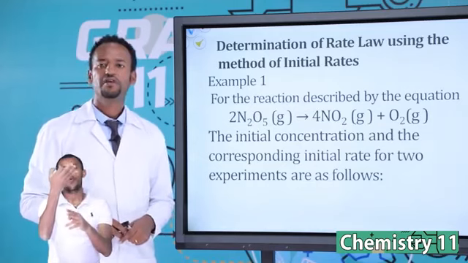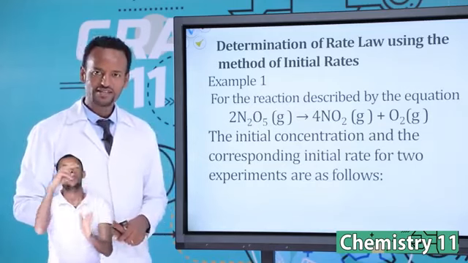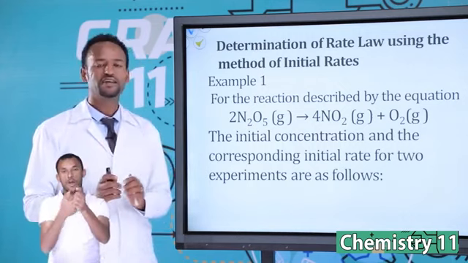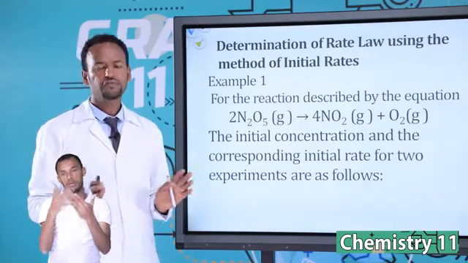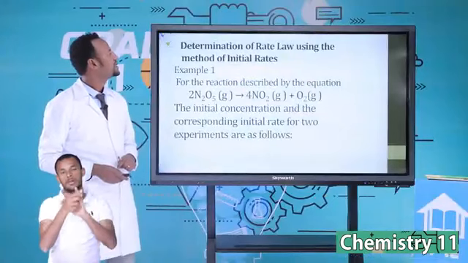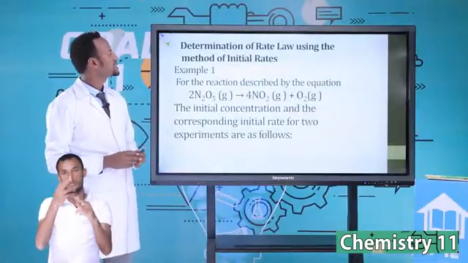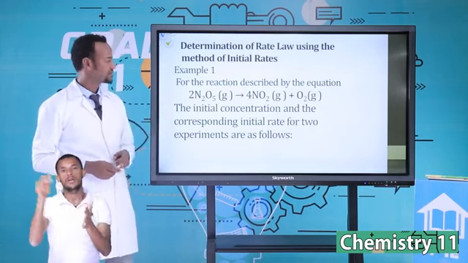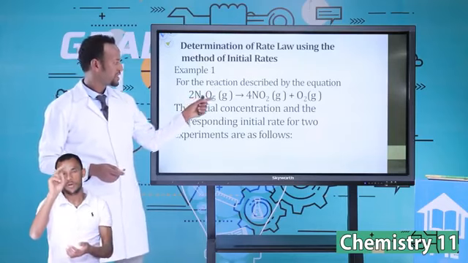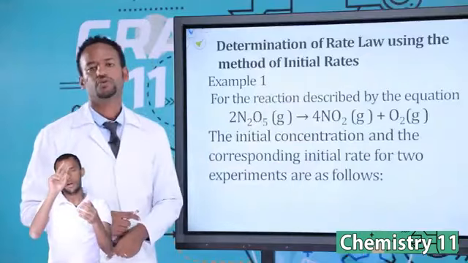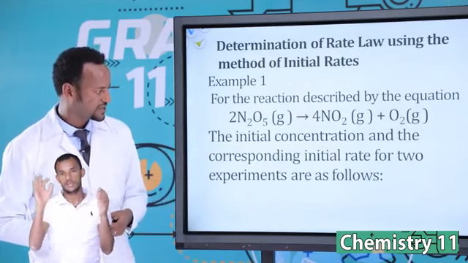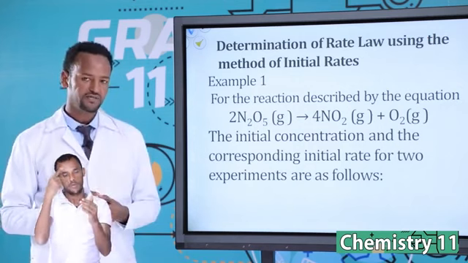Determination of rate law using the method of initial rates, because order is not determined simply by using the coefficient. X is determined experimentally. Look at some examples. Determination of rate law using the method of initial rates. Example 1: for this reaction, 2N2O5 gives 4NO2 plus O2. The initial concentrations and the corresponding initial rates for the two experiments are as follows.